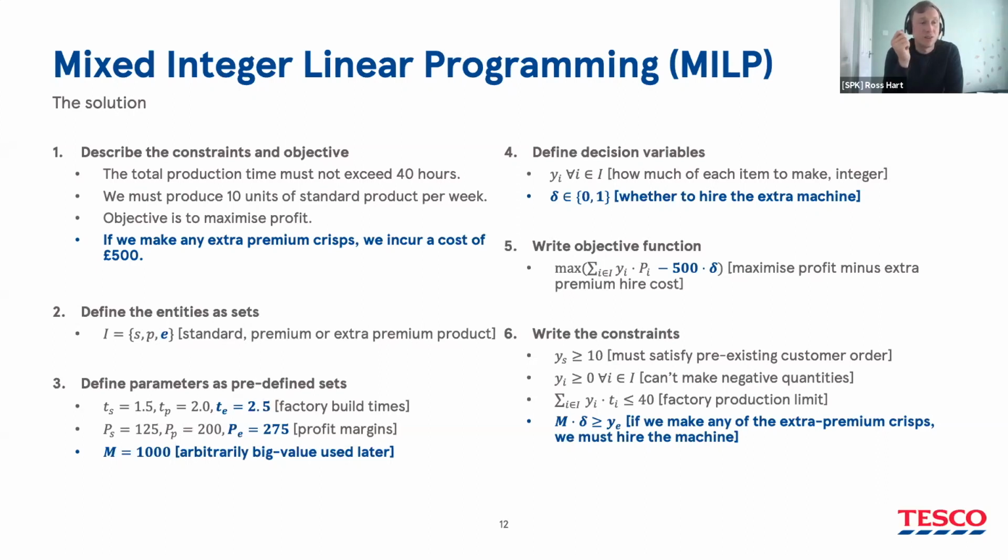But now let's consider even the most conservative case where we have Ye, we just make 1 box of these extra premium crisps. Even in this case where we make very, very few, what we've got is M times delta has got to be greater than or equal to 1. So this means in this case, delta cannot take the value 0. It is forced to take the value 1.